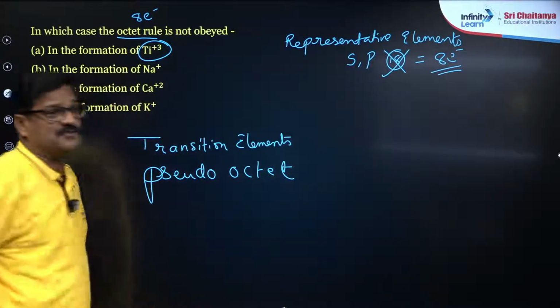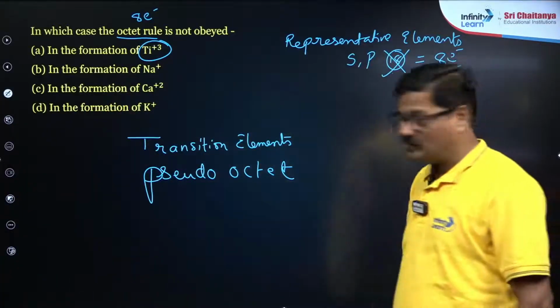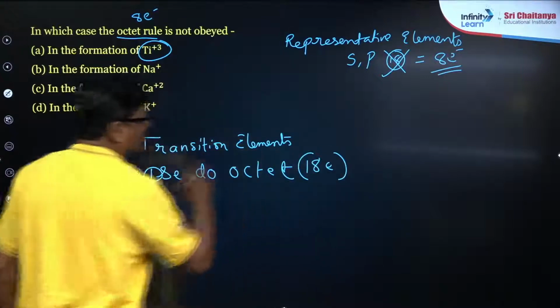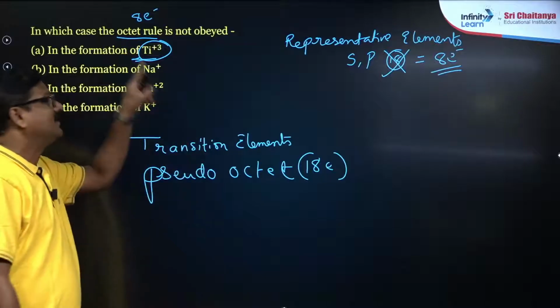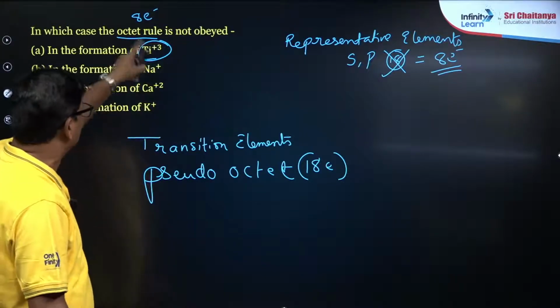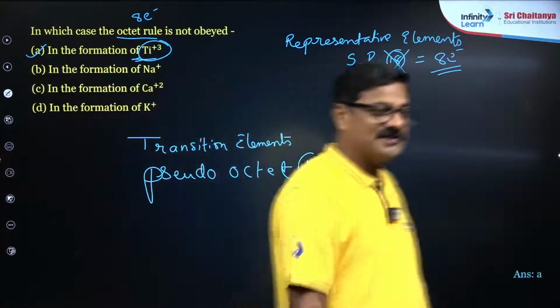What is the meaning of pseudo octet configuration, Abhinav? Tell me, what is pseudo octet configuration? They should possess 18 electrons in the outermost shell. So titanium, being a transition element, will have 18 electrons but not 8 electrons. They do not obey octet. So the answer is going to be A.